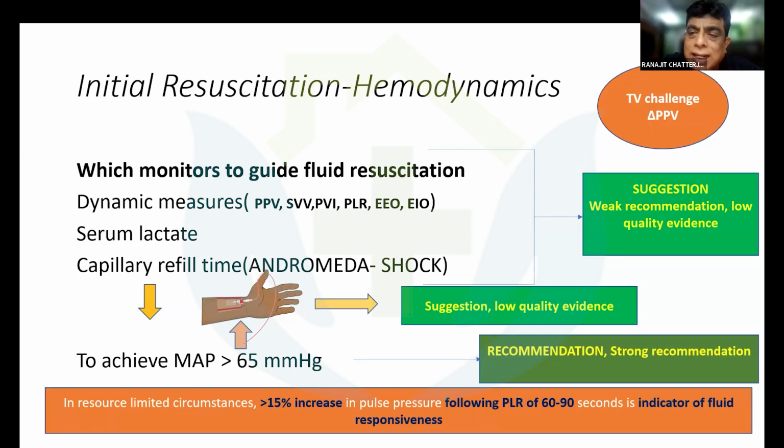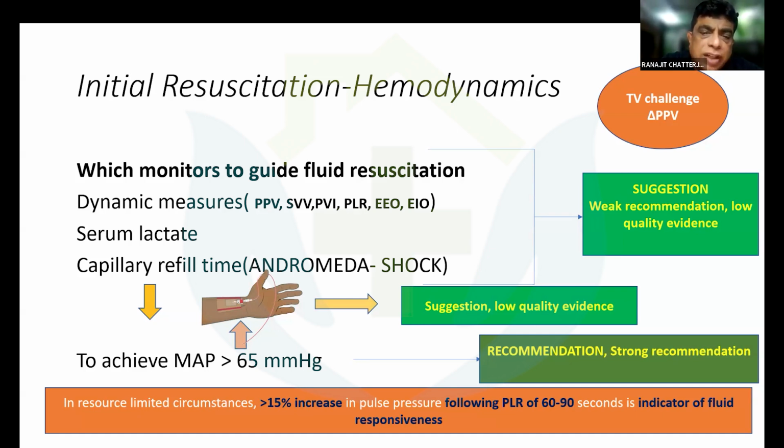Now, we can also go for a dynamic variation of delta PPV that I was discussing by increasing the tidal volume from 6 to 8 for 2 minutes. And then we see the change in the pulse pressure variation. If it is more than 3.5, that means this patient might be fluid responsive. Remember, pulse pressure variation, stroke volume variation has to be done in patients who are paralyzed.